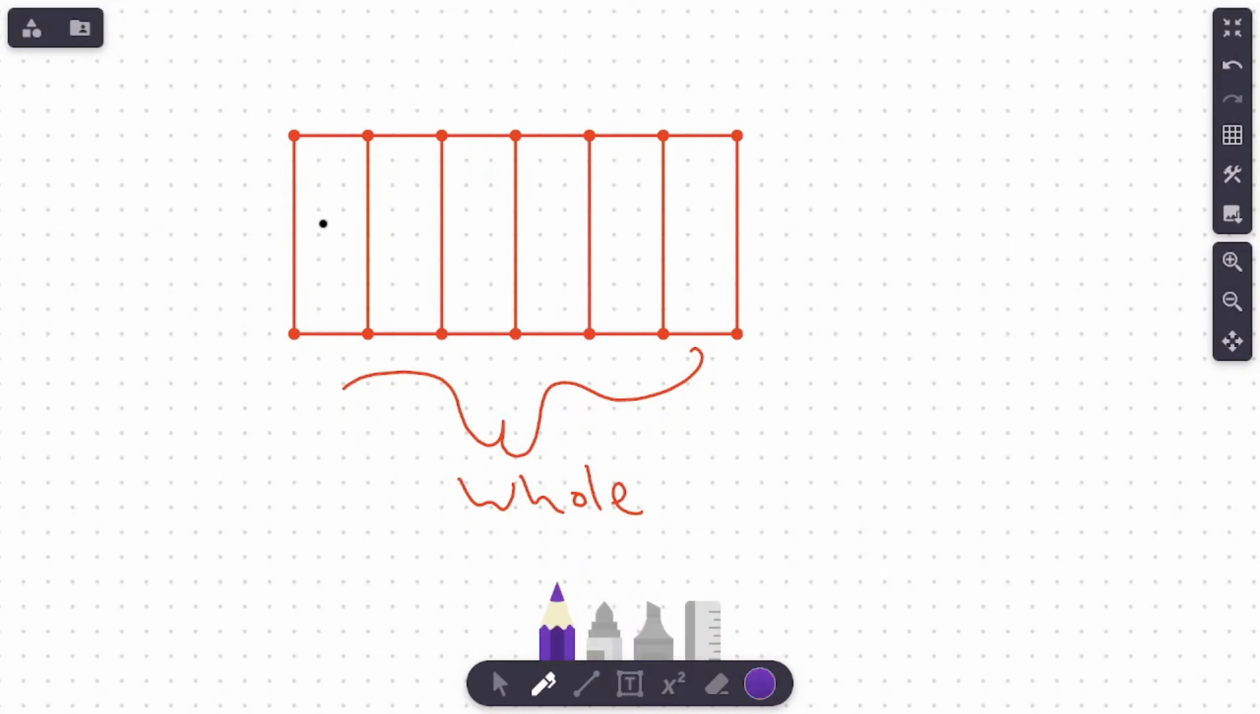I see 1, 2, 3, 4, 5, 6. We have partitioned this whole into 6 equal sizes. What do you think the special way to say that is? Sixths. That's a tough one. That one can trip me up all the time. Sixths. So when you divide something equally into 6 groups, you are dividing it into sixths.